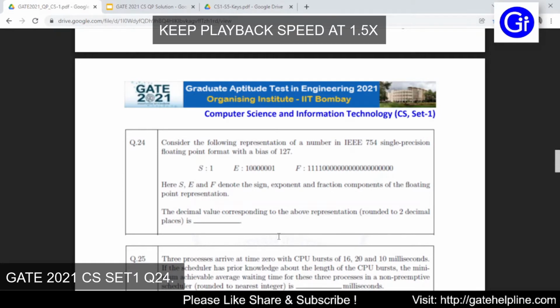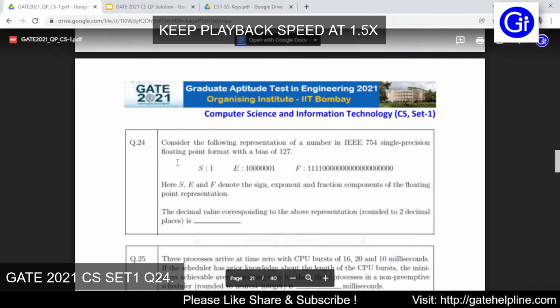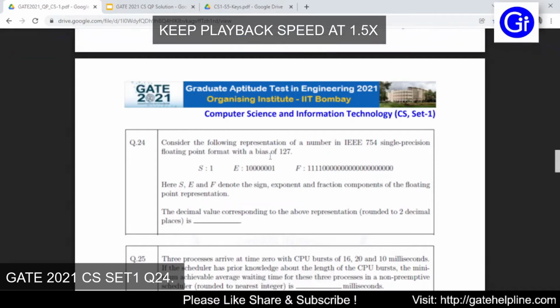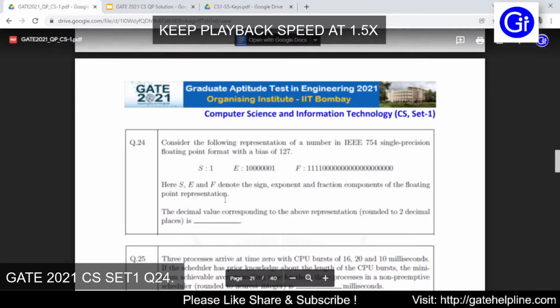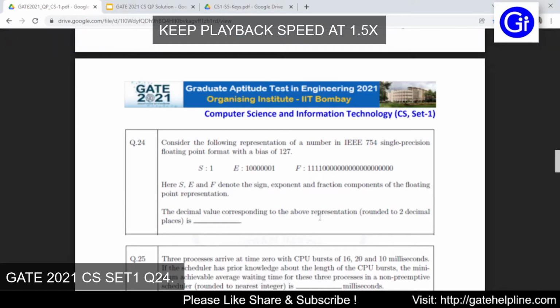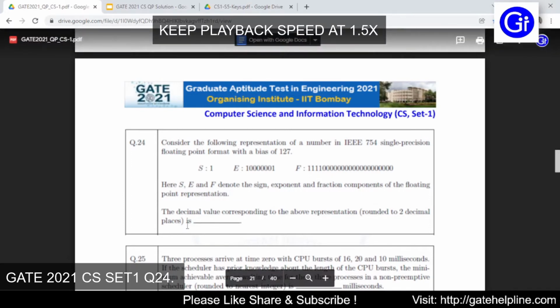So friends, question number 24 is: consider the following representation of a number in IEEE 754 single precision floating point format with a bias of 127. The representation is S, E and F. Here S, E and F denote the sign, exponent and fraction components of the floating point representation. The decimal value corresponding to the above representation, rounded to 2 decimal places, is dash.